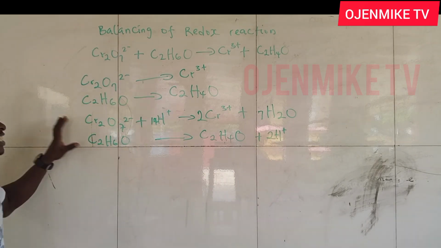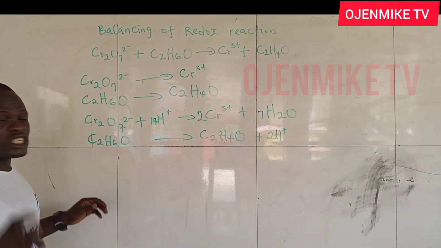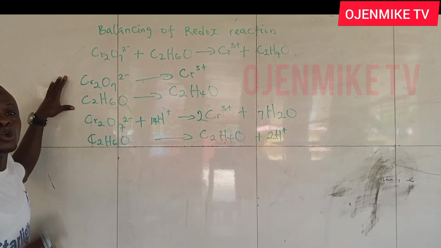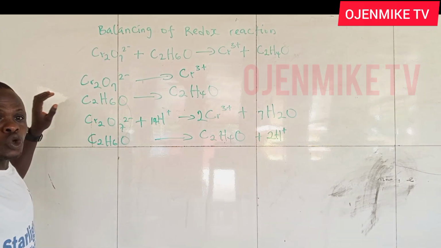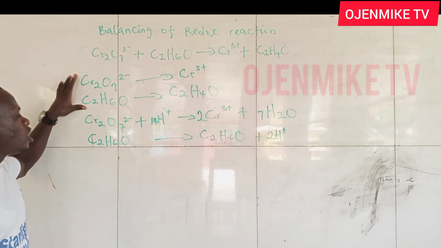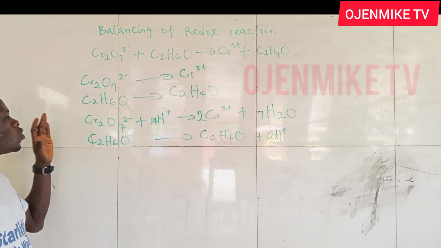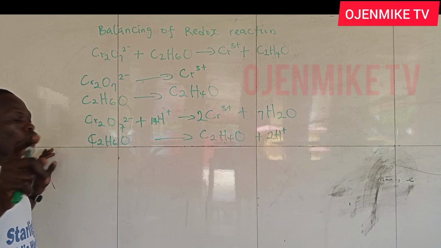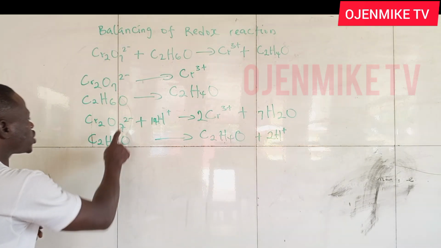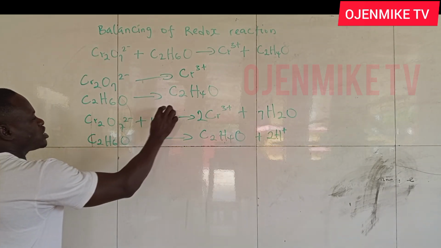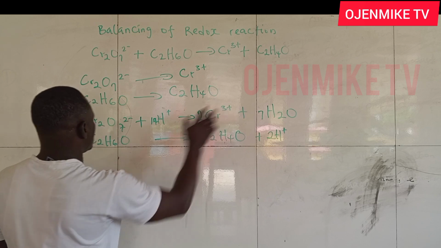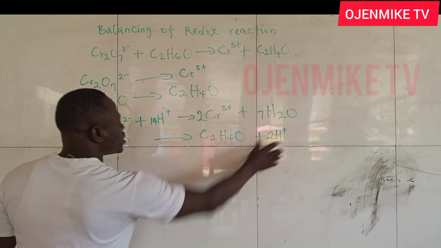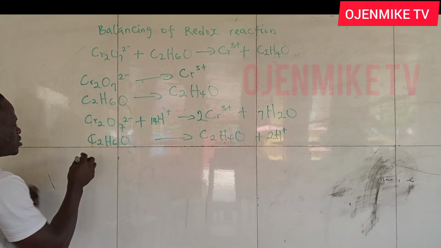Are you following? This is the second step. The first step is to split your equation into two halves, which we have just done here. The second one is to balance the atoms. We have balanced the atoms. The third one is to balance the charges. We have the charges here. Here we don't have charge. We have only charge here. So we proceed.